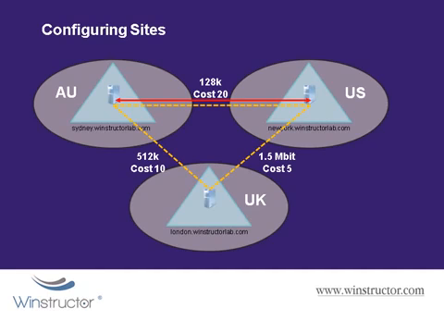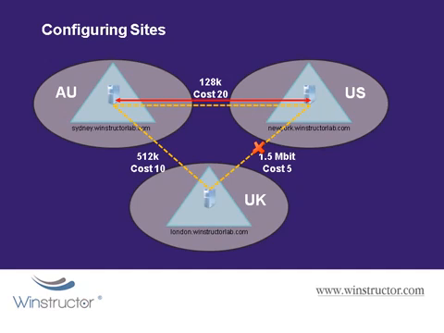So even though by looking at this diagram here, you might think that Australia will prefer to replicate with the US over the 128K link with a cost of 20, but no. In actuality, it'll choose to replicate via the UK. Since even though it has to travel through the UK site to get to the US, the overall cost is lower. 10 plus 5 equals a cost of 15, whereas the 128K link has a cost of 20.